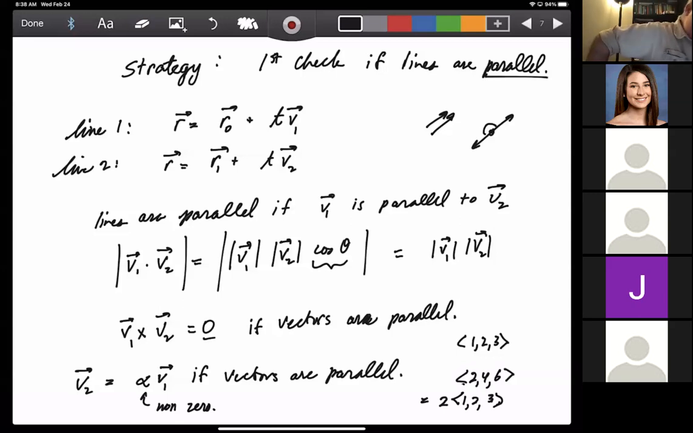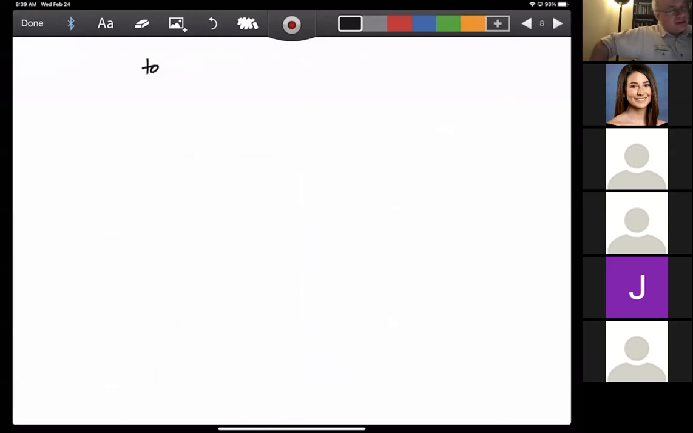And if the vectors are parallel, then you can check whether they are distinct lines or identical lines. Just pick a point which you know is on one of the lines, say R0, and see if you could get any points on one line on the other line.